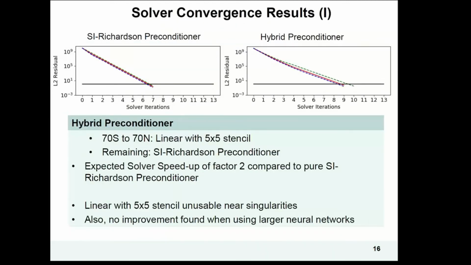And even with this, we get good results when using a hybrid preconditioner. We use the approach that we presented previously between 70 south and 70 north, and for the remainder, we use the semi-implicit preconditioner. This gives us an expected speedup of factor 2 compared to the pure semi-implicit approach. Unfortunately, we can't use this approach near singularities, so the linear regression model with a small stencil does not work. And we do not find any improvement when using larger neural networks.